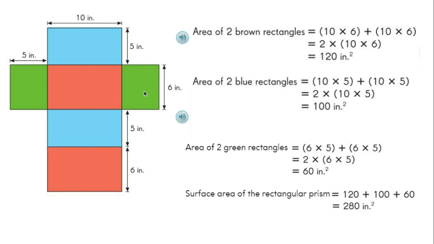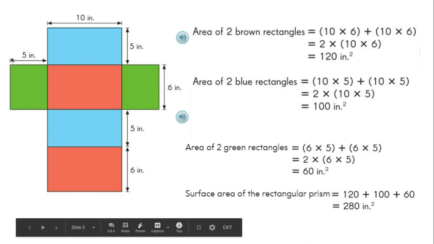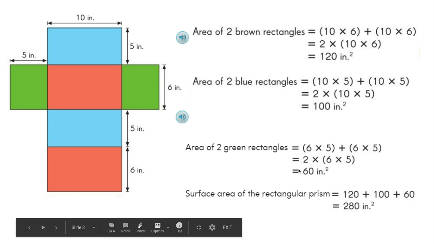All right, lastly, we've got the 2 green rectangles. My length is 5 inches, it tells you right there, and my width is 6 inches. Whoops, let's go back. So I have 5 inches by 6 inches. And let's look down here. So 6 times 5 plus 6 times 5, or 6 times 5 times 2, which is 30 times 2, which is 60 inches squared. Again, this answer is important.